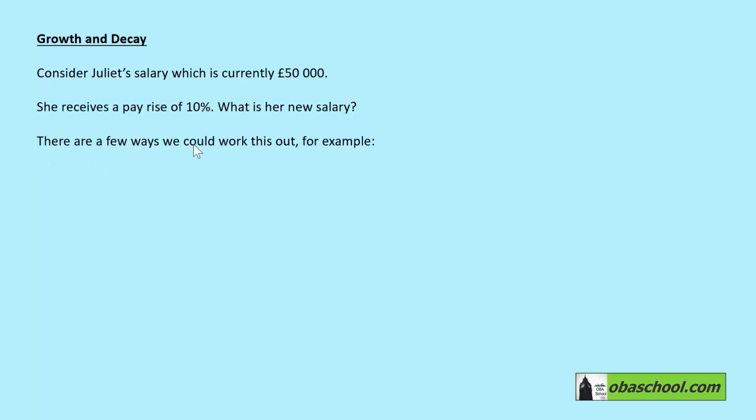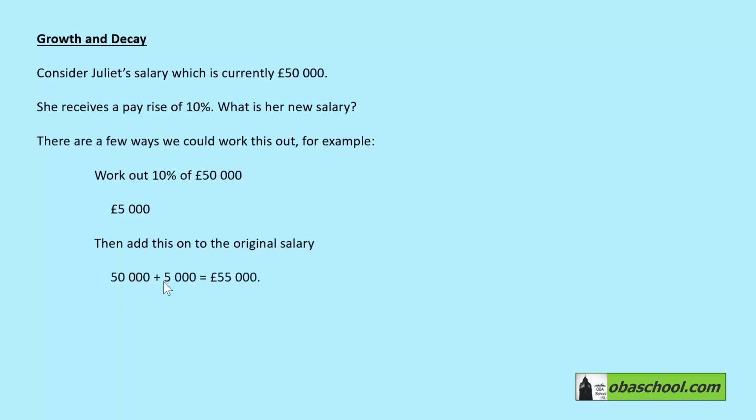There are a few ways that we could work this out. For example, we could work out 10% of £50,000, which is £5,000. Then add this onto the original salary. So 50,000 add 5,000 gives us a new salary of £55,000.